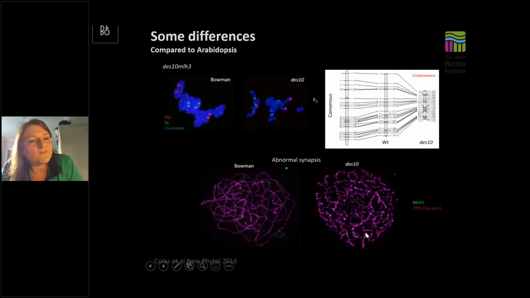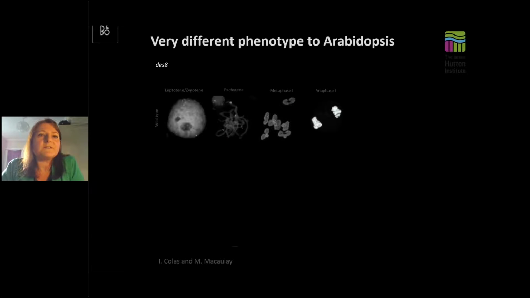And it's been very difficult for us actually to count all these MLH3 foci within the cells. So this is one of the first differences that we've seen when handling a large genome for a known meiotic gene. And the story gets worse before it gets better, because here is another example of a mutant we call Des8.